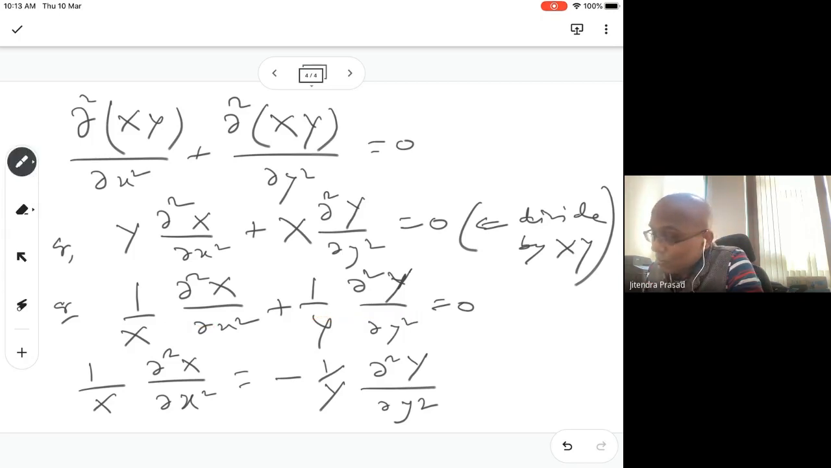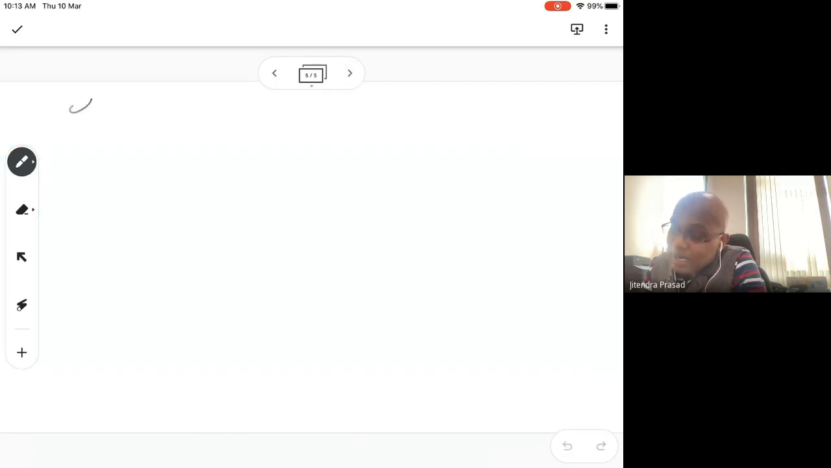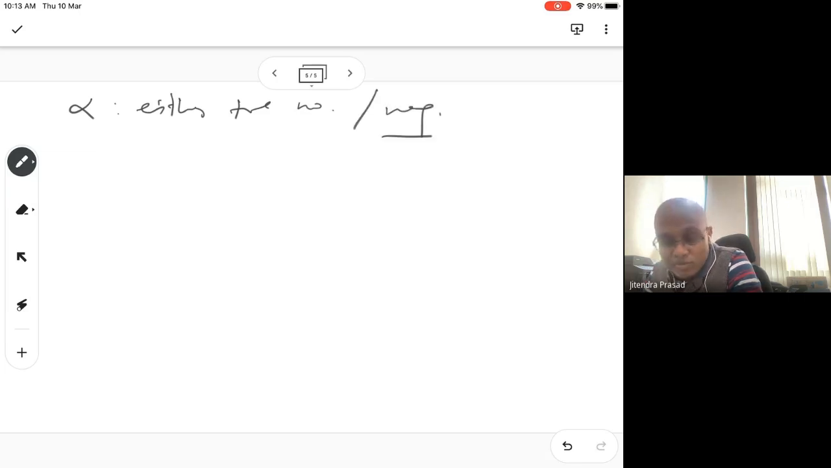Let us say this is equal to alpha. Or we could write it equal to minus alpha. I will tell you why minus alpha, because of the solution, but it doesn't matter actually; either way is fine. Let's put alpha only. We don't know the nature of alpha; alpha can be a positive or a negative number, depending on the solution we get.